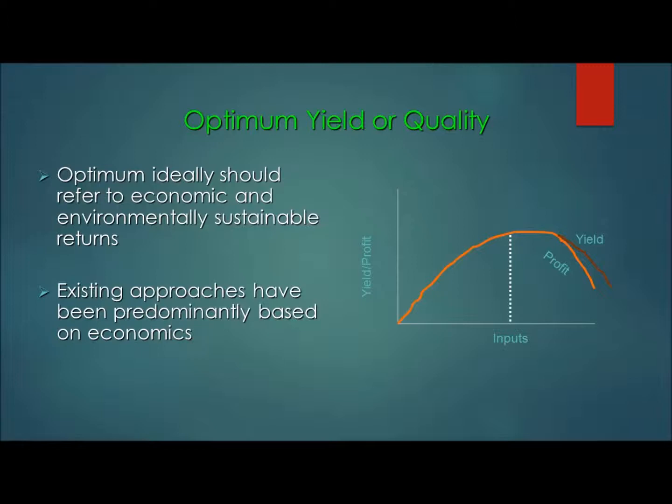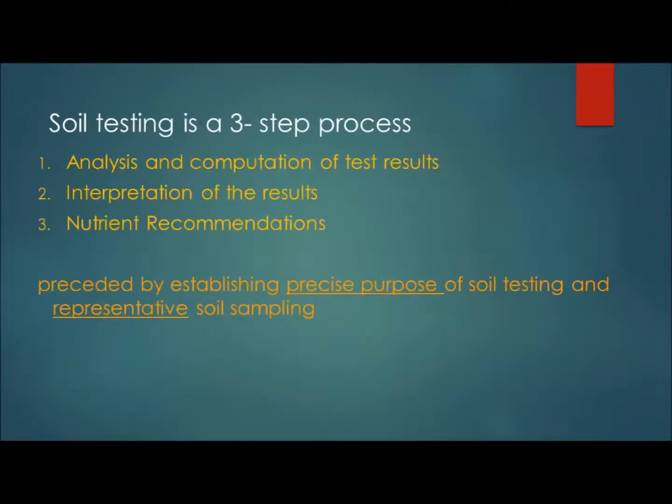But if you see this graph, you will see the profit falls much before. Profit, in the sense of the return you get for the cost of input, falls much before the yield itself. Soil testing is a 3-step process.